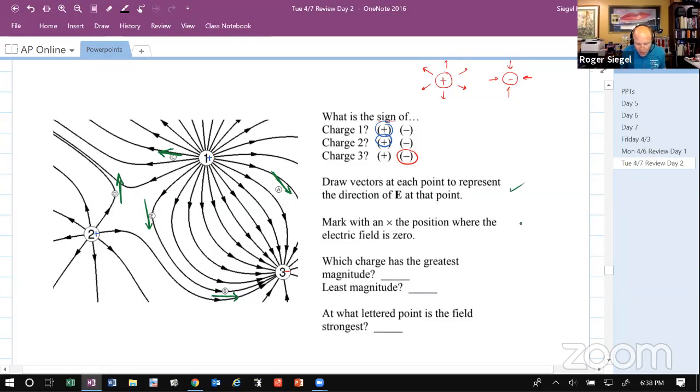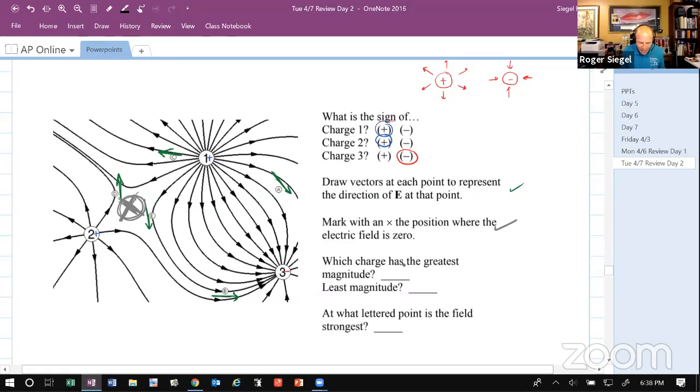Now mark X in a position where the electric field is 0. So the electric field is 0 where the positive and negative vectors cancel out. And you can see that that happens about right in this area. So I'm going to go ahead and put an X there. And that's the spot where the electric field is 0. So if I could put a charge there, it wouldn't feel a force in any one direction because all the field lines perfectly balance and cancel at that spot.